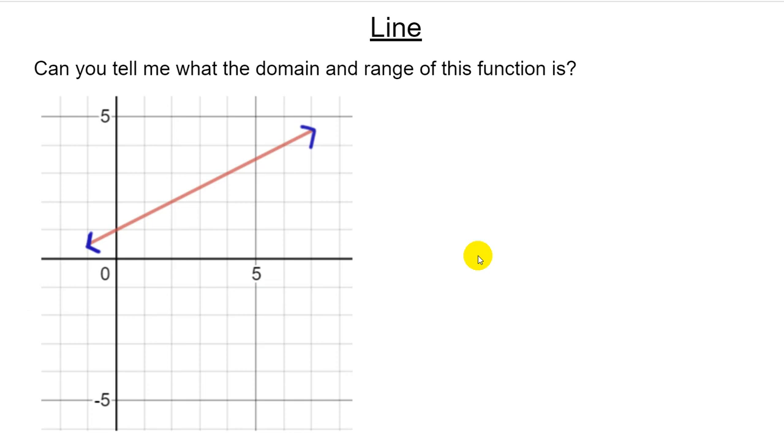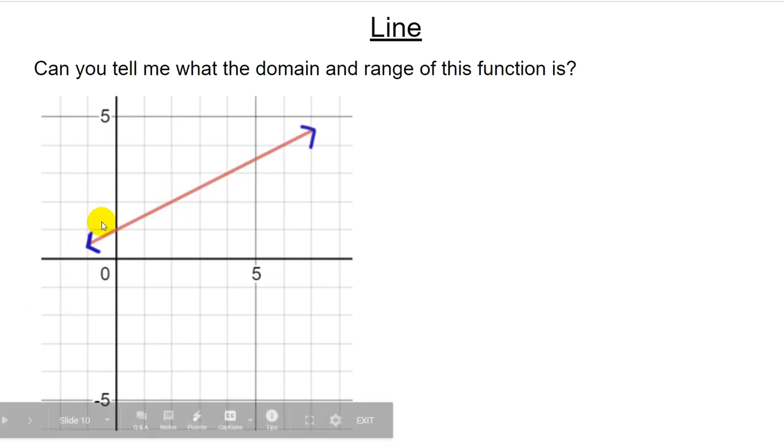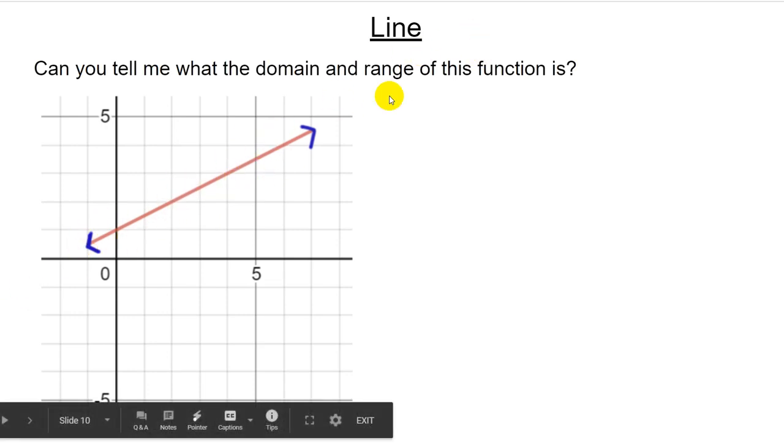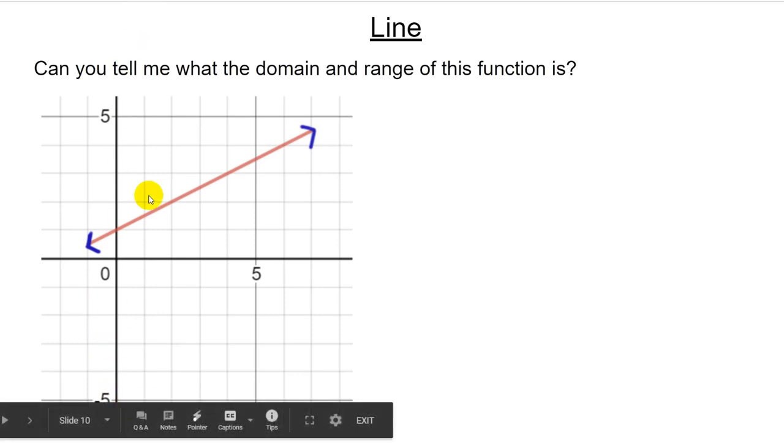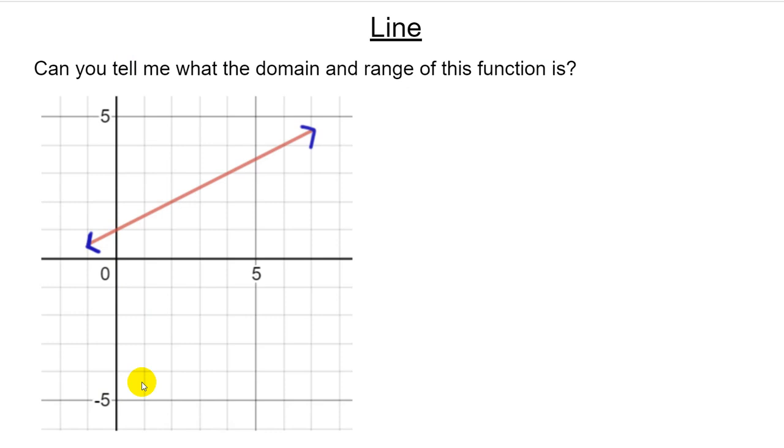So if you look at this line very carefully, are there any restrictions on the x's? Are there any restrictions on the y's? The x's are going to go forever this way and this way as well. So that means the domain of the x's is just going to consist of all real numbers. If we look at the y's, there's no restrictions on the y's either. So that means the y's are also going to consist of all real numbers.